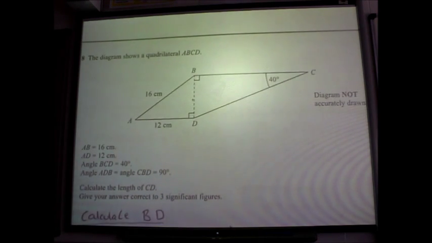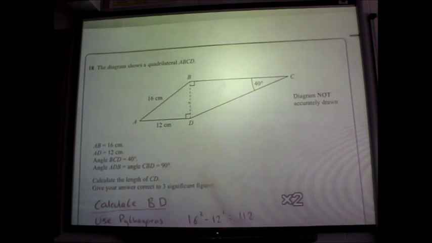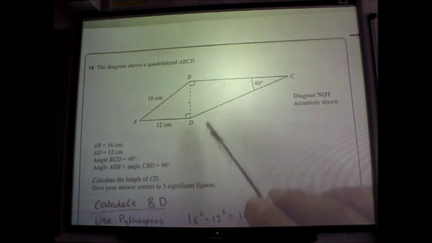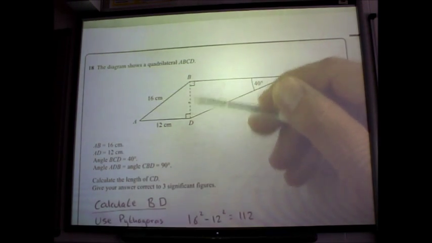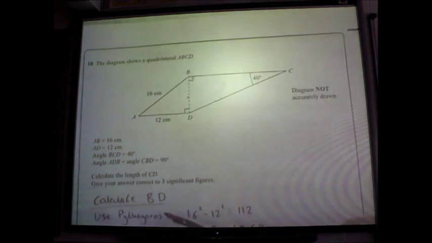Question 18. The diagram shows a quadrilateral. Here we go. Right, we've ultimately got to find out this length here, CD. But to do that, we need to find out what BD is first. So I'm going to calculate BD, like I've said here.